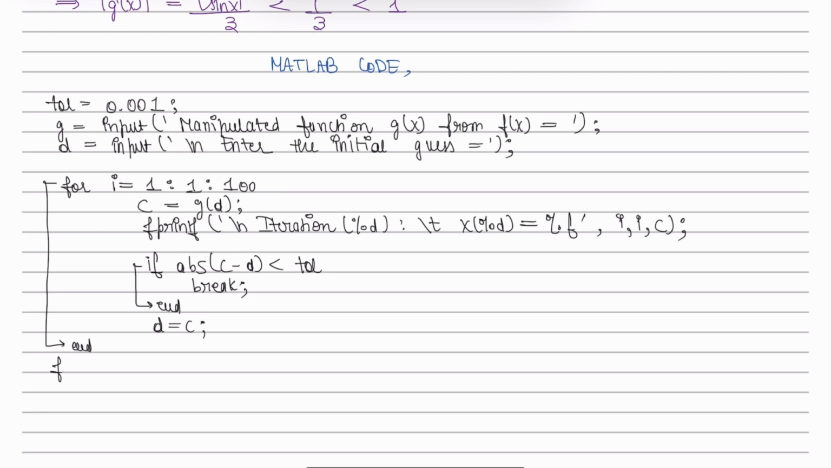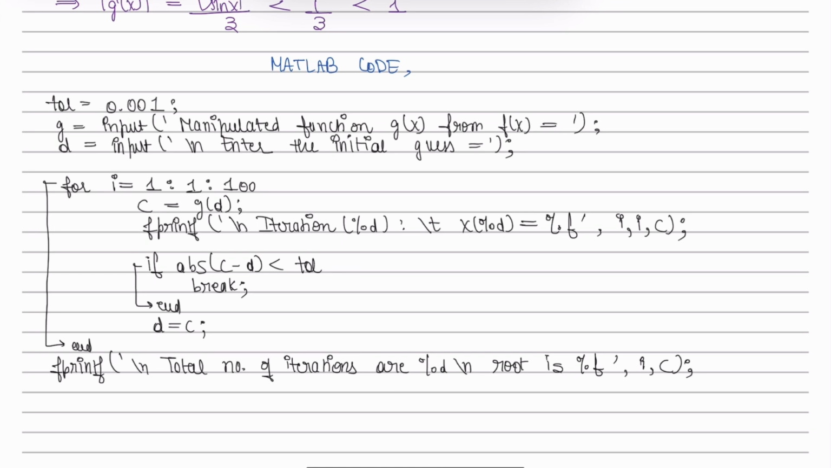In the end, we will use the printing statement to print the total number of iterations as %d and the root of the equation as C.